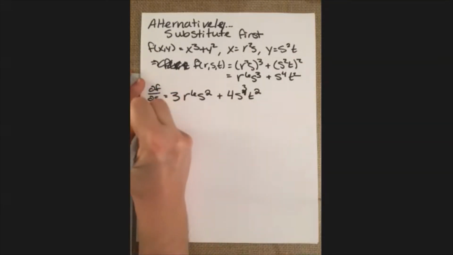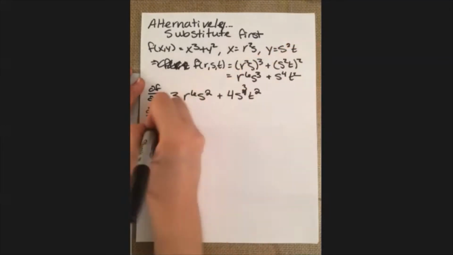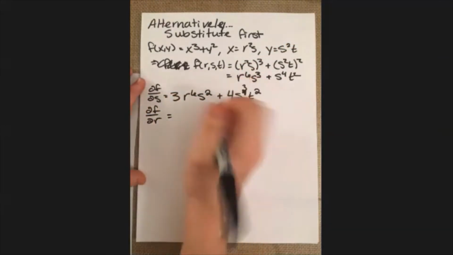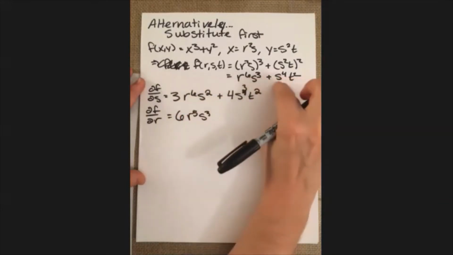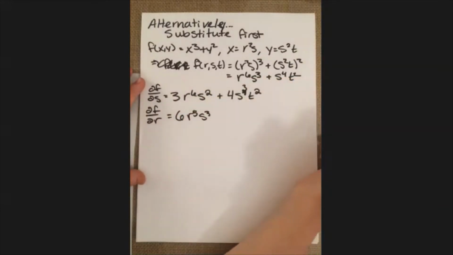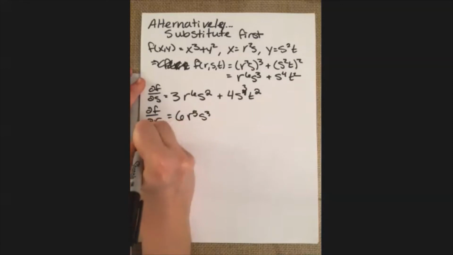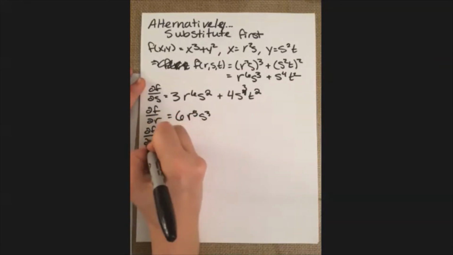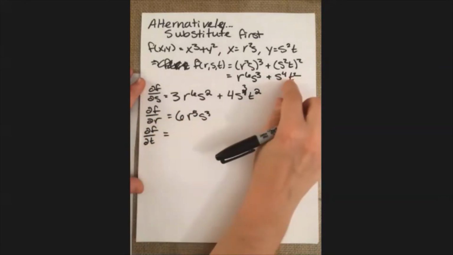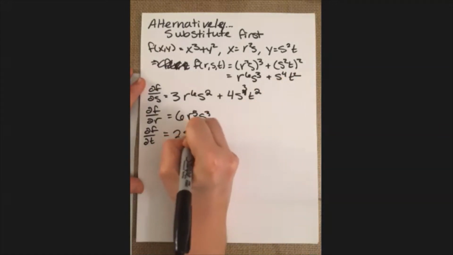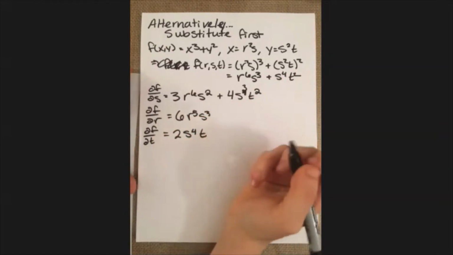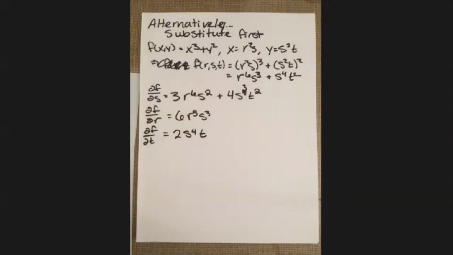Similarly, df dr, we just take the partial with respect to r. We get 6 r to the 5th s cubed. This piece drops off because there's no r in it. And then same idea if we want to take the partial with respect to t. We're going to get 2 s to the 4th t for that one, which also agrees with our previous answer.